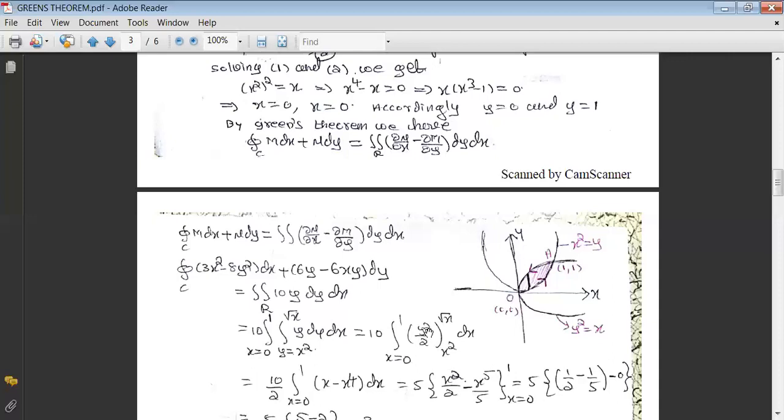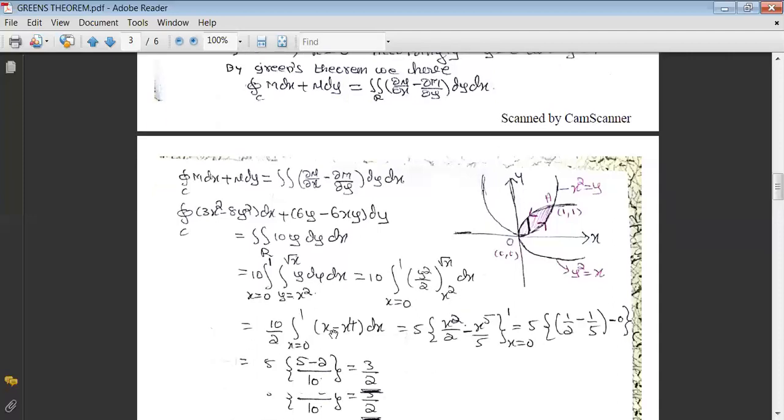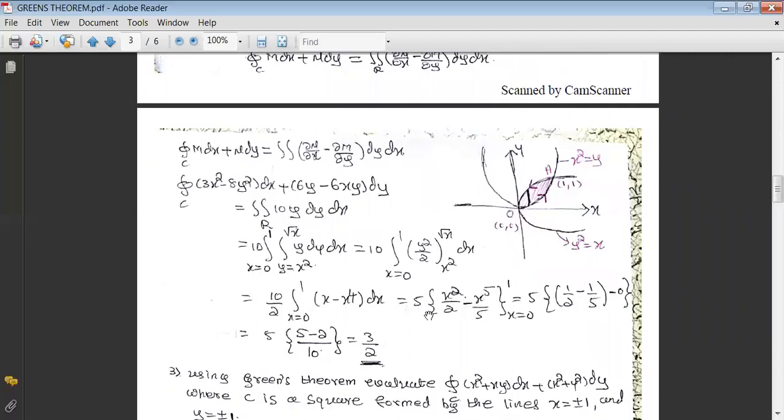Integral of y with respect to y is y squared by 2 over the limit x squared to root x, dx. Therefore, it is 10 by 2. If we take the upper limit, that becomes x, minus the lower limit x squared squared, that becomes x raised to 4, into dx. Therefore, it is 5 times the integral of x minus x raised to 4. If we integrate, x square by 2 minus x raised to 5 by 5, taking upper limit minus lower limit, we get 5 into 1 by 2 minus 1 by 5. If we simplify, it leads to 3 by 2.